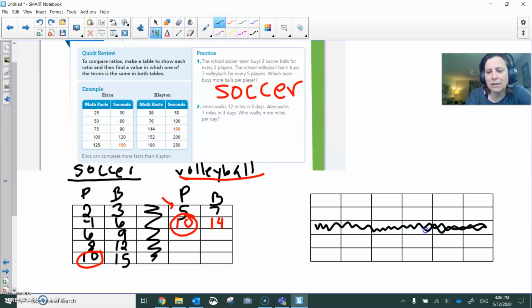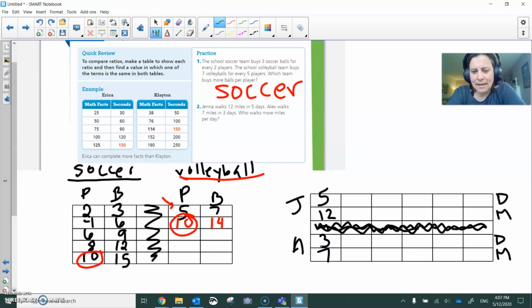Over here, I'm going to do a vertical one. This one has to do with miles and days. So I'm going to say the top line is days, the bottom line is miles. And we are talking about Jenna and Alex. Jenna walks 12 miles in 5 days. Alex walks 7 miles in 3 days.